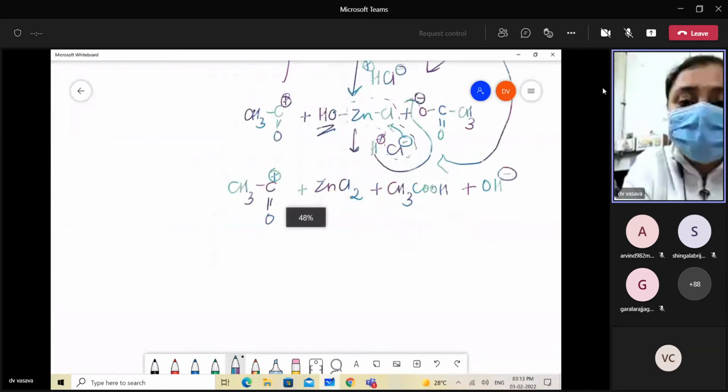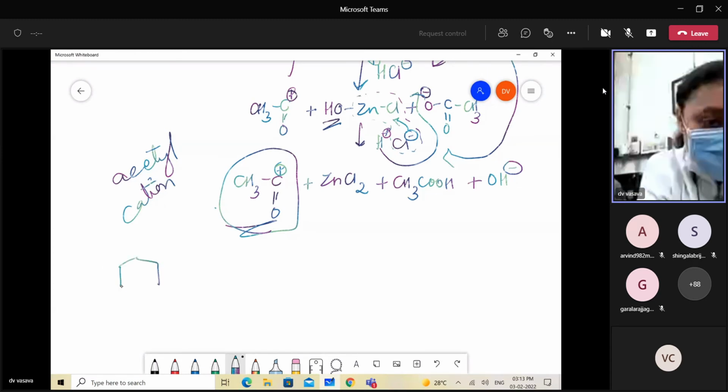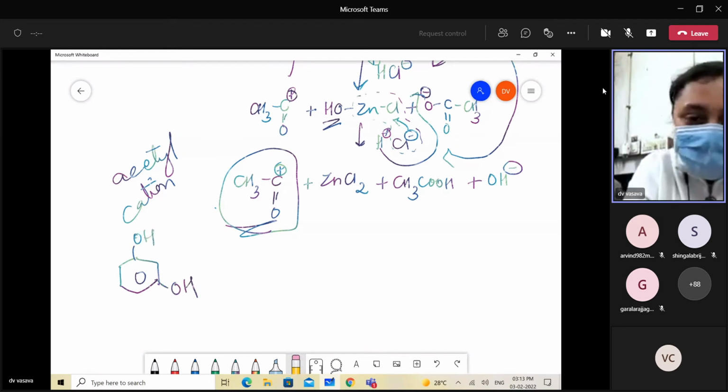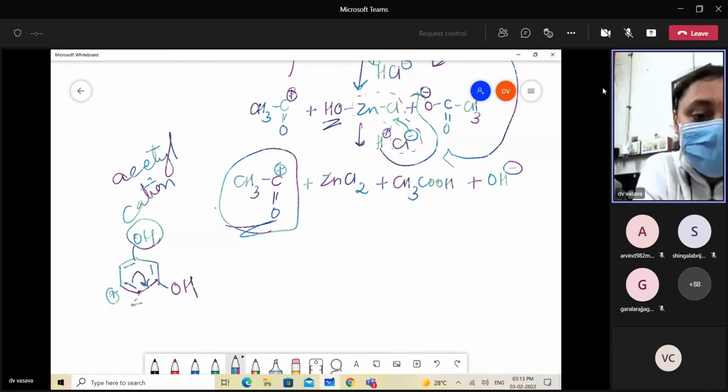Now going further, as we have made our acetyl cation, we will utilize this in the formation. Now our raw material which we selected was resorcinol. Now as OH is the ortho-para directing group, the para position over here will be the active site. So this electron pair donates its electron here. So we get a structure.